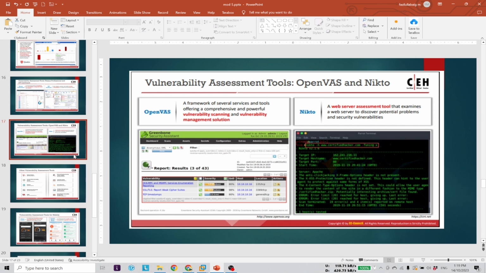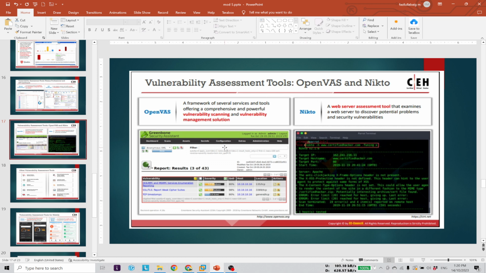But for the web application, if you want to test, Acunetix is the best tool. It can discover many vulnerabilities. Also, it provides reports and many things. Okay, so let's see what this is. Two tools have been given here. They are OpenVAS and Nikto.